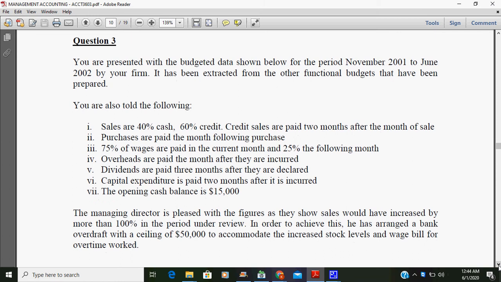Pause the video at this time. Write this down, please. Pause the video. Write this information down.